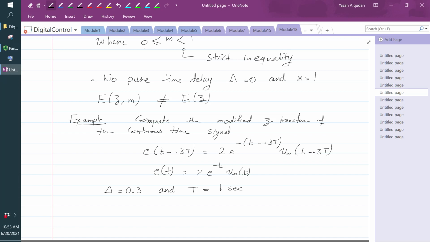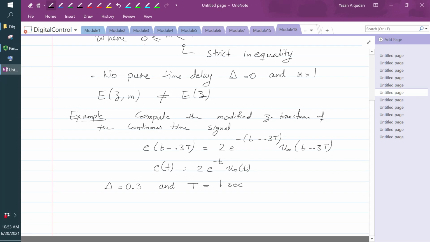So what we want to do is calculate the modified Z transform. We're going to start with e of t. E of t has Laplace transform 2 over s plus 1. Therefore, E of lambda is equal to 2 divided by lambda plus 1. Again, this E of lambda is coming from E of s, which is equal to 2 over s plus 1, and this is coming from this signal here.